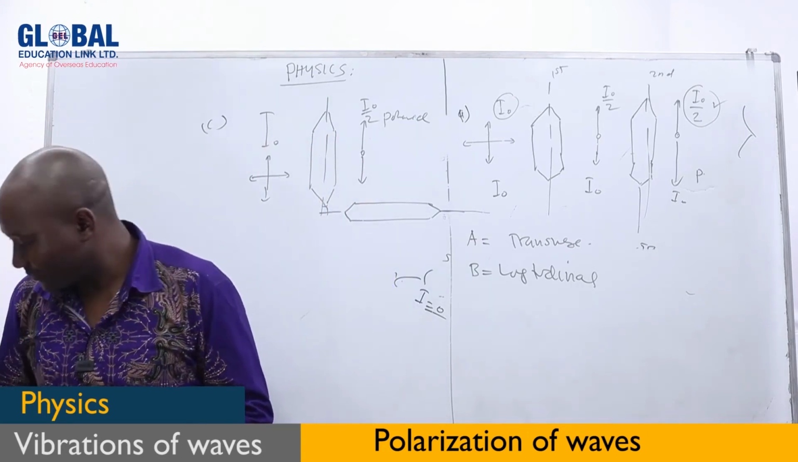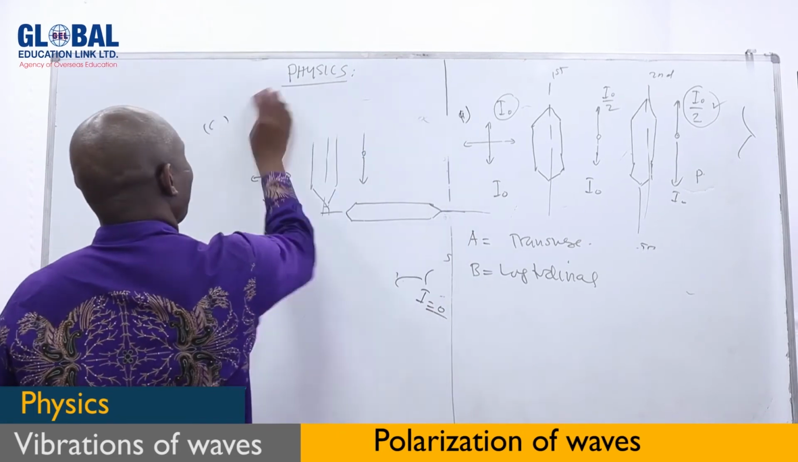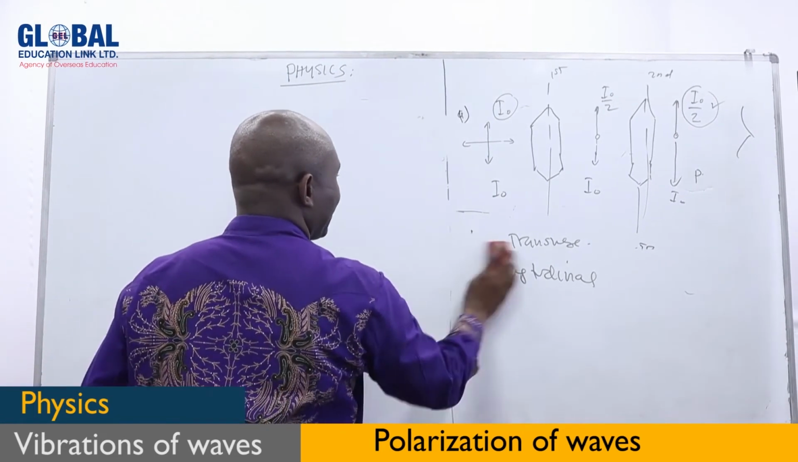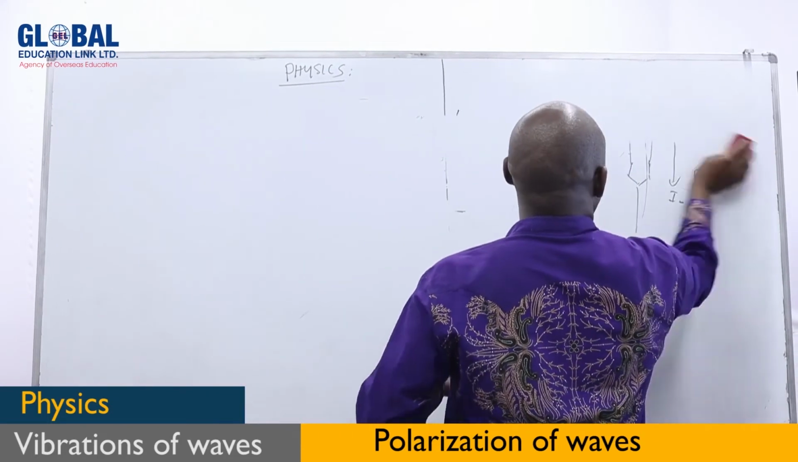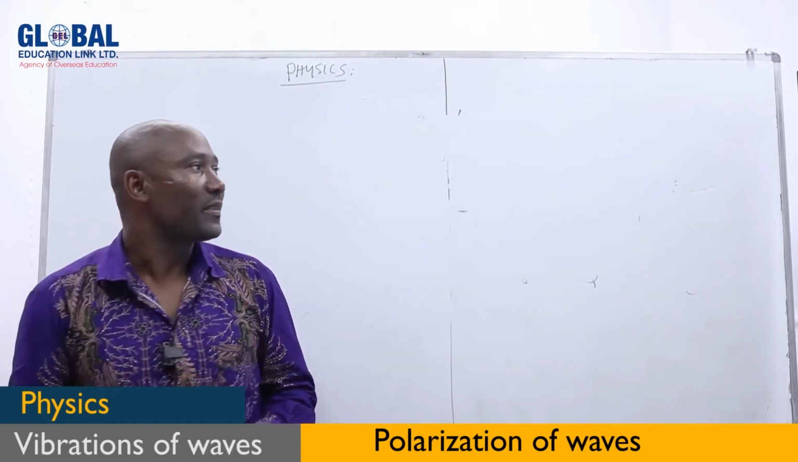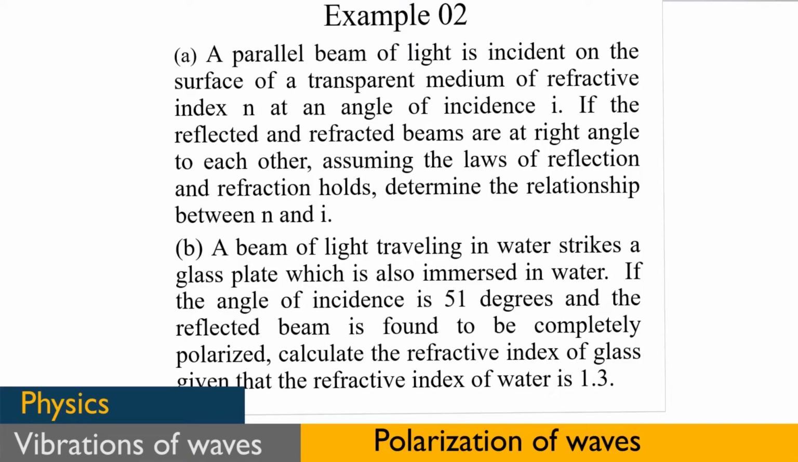Example number 2 about polarization. The question says, A, we have a parallel beam of light which is incident on the surface of a transparent medium of refractive index n, and sometimes you use n or N as symbols, and the angle of incidence is given as I. If the reflected and the refracted beams are at right angles to each other, assuming the laws of reflection and refraction hold, determine the relationship between n and I.